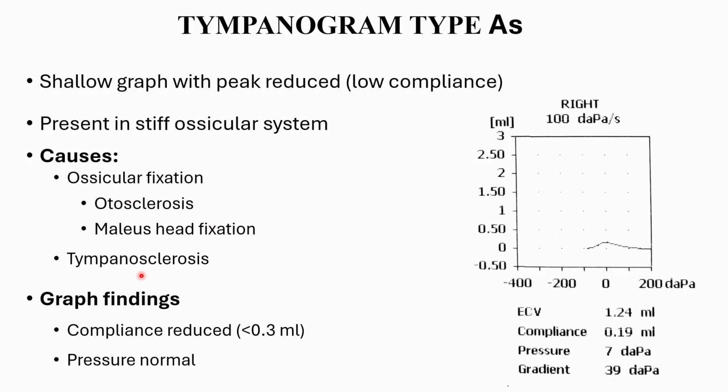Then in some cases of tympanosclerosis, which is the chalky white deposits, it can also affect the tympanic membrane and the ossicles, causing stiffness in this tympano-ossicular system and restricting the mobility. So it can also occur. Graph finding will be the compliance will be low, but the pressure will be in the normal range.